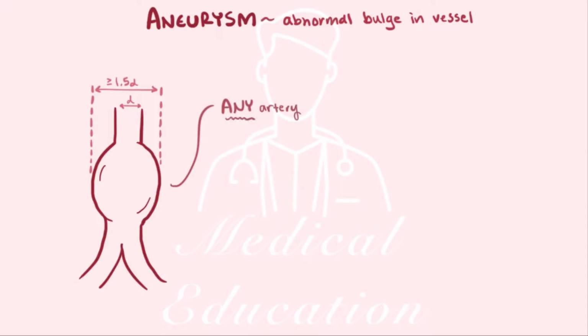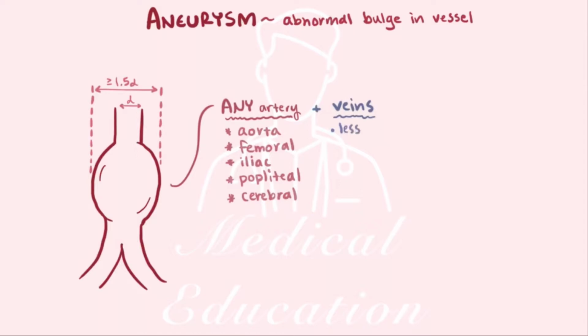Aneurysms can happen to any blood vessel in your body, like the aorta, the femoral artery, the iliac artery, the popliteal artery, and the cerebral arteries. They can also happen in your veins too, but those are less common because blood pressure in veins is much, much lower than in arteries.